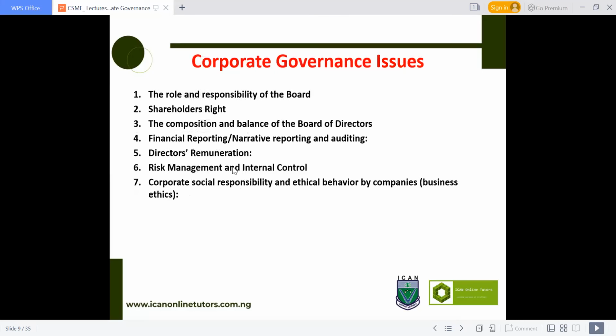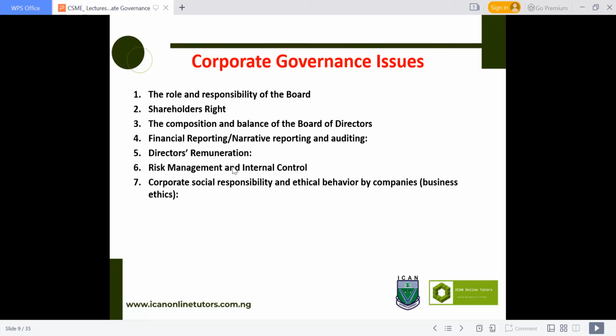Then what is the scope now? In this particular corporate governance, these are the 7 things that we are going to be talking about. From the beginning of corporate governance to the end, everything we are going to talk about is these 7 things, called issues in corporate governance, or some texts will call it the scope of corporate governance.